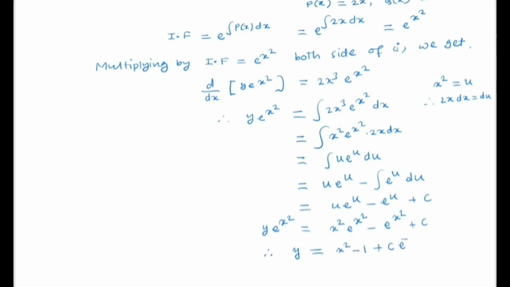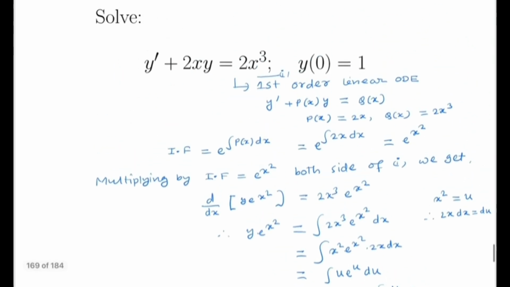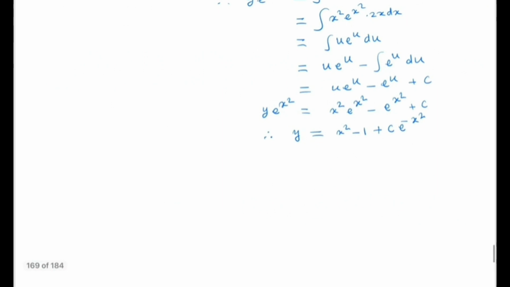Now we have the initial value condition y of 0 is equal to 1. So we put y of 0 is equal to 1. So we get 1 equals 0 minus 1 plus c. So here c is 2. So we have the solution y is equal to x square minus 1 plus 2e to the power minus x square.